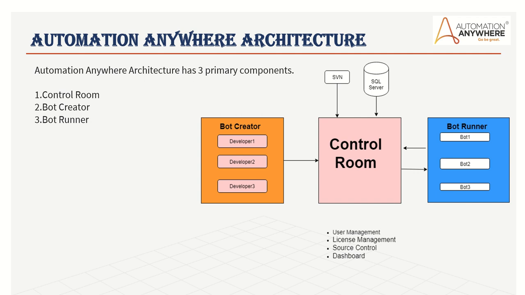It is kind of an analytics view of Automation Anywhere bots, where you can see how many bots have run and how many bots have failed. And license management is where you purchase the Automation Anywhere license and configure it in control room. There are two types of license. Let me tell you. One is the developer license and the other is the run license.